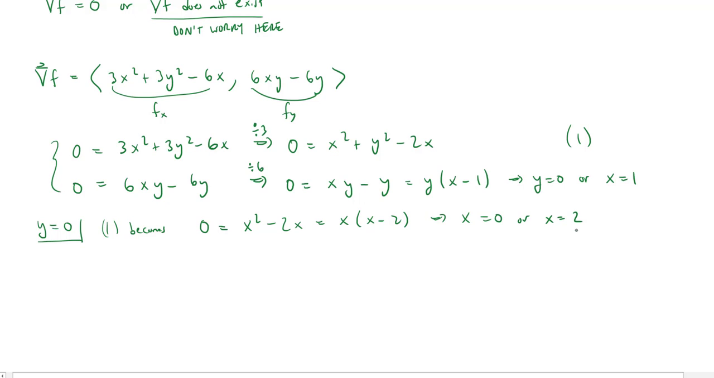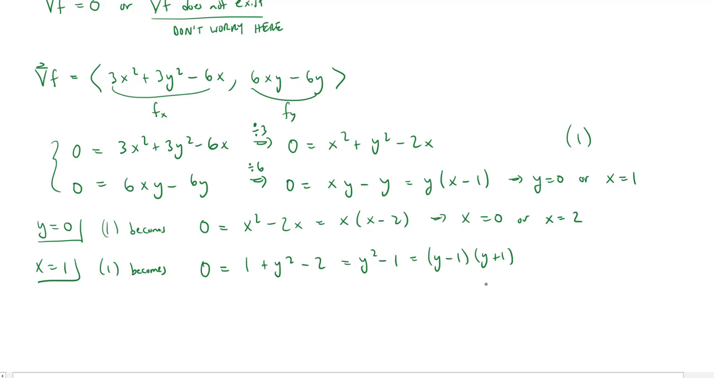Okay, on the other hand, it could have been that x was 1. If x is 1, then what happens to equation 1? It becomes 0 equals, well now x is 1, so I get 1 plus y squared minus 2 times 1, so minus 2. And so this becomes y squared minus 1, and that's a great difference of squares, so this is (y minus 1) times (y plus 1). I again have a product that equals 0, so one of the two has to be 0. So either y is equal to 1 or y is equal to negative 1.